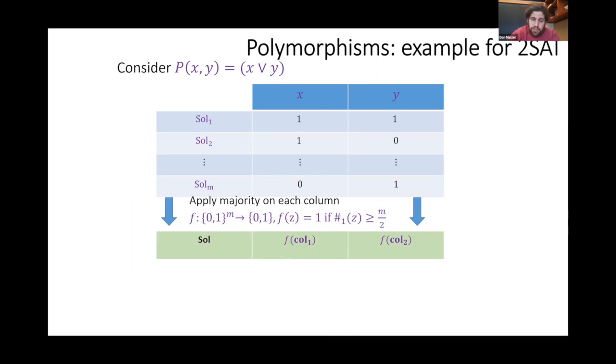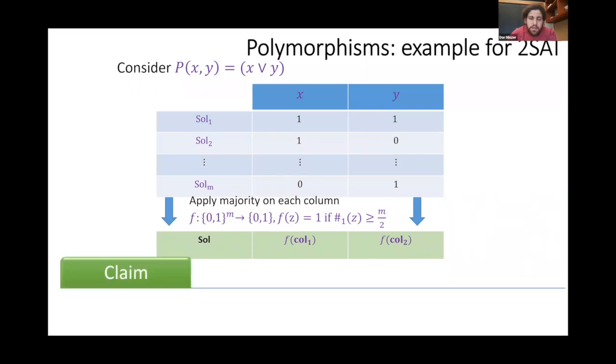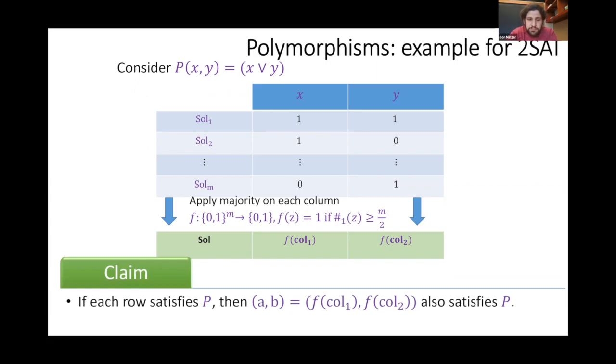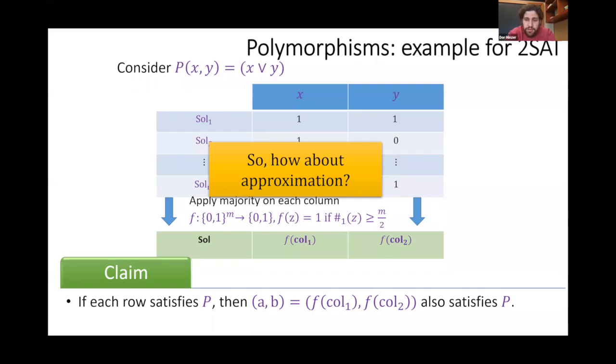And why is that? Well, I know that in each one of the rows I have at least a single one. This means that overall in the table I have at least m ones. So therefore, either on column 1 or column 2 or both, I have at least m over 2 ones. So I will get a solution. And here is the claim more precisely. If each row satisfies P, then also the F applied on the column satisfies P. So really, this is kind of a very convoluted way to see that 2SAT is in P, but this is really what's going on. So this is all very nice.